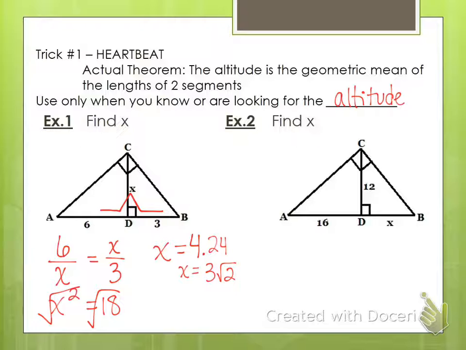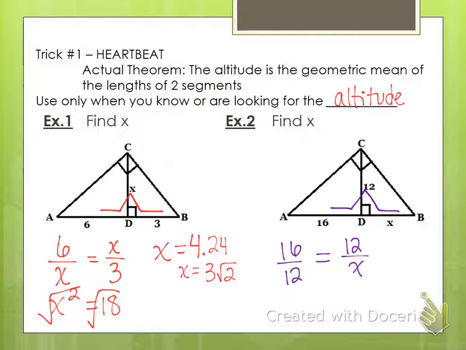Okay, so let's move on to example 2. If, again, we're using this little heartbeat trick, who can tell me what my proportion would look like? Majay? 16 over 12 equals 12 over 8. Good. Make sure you're using the altitude as the geometric mean, even if it's not what you're looking for.